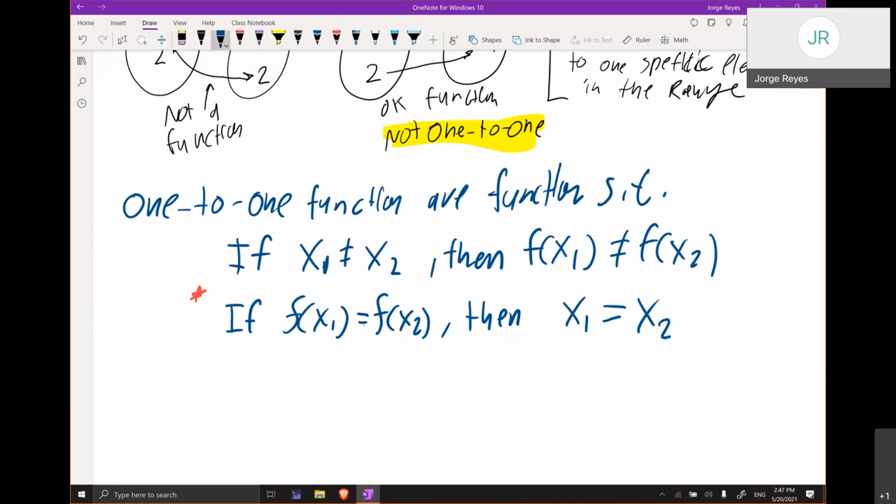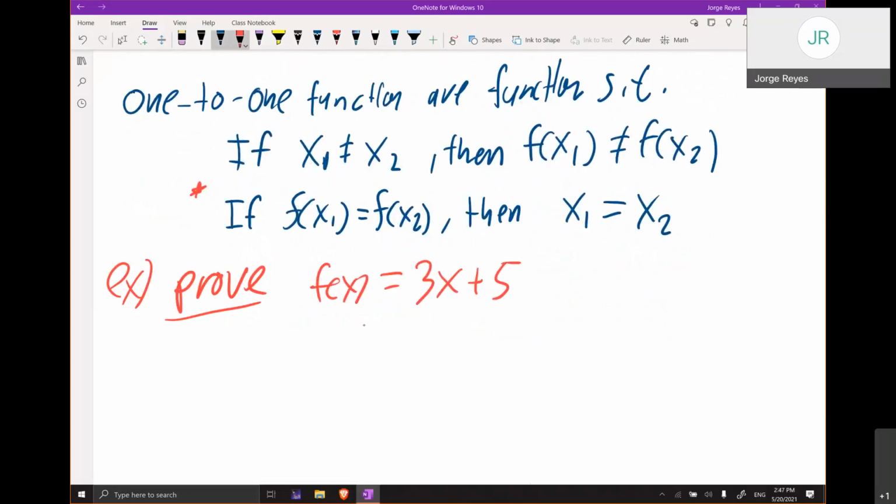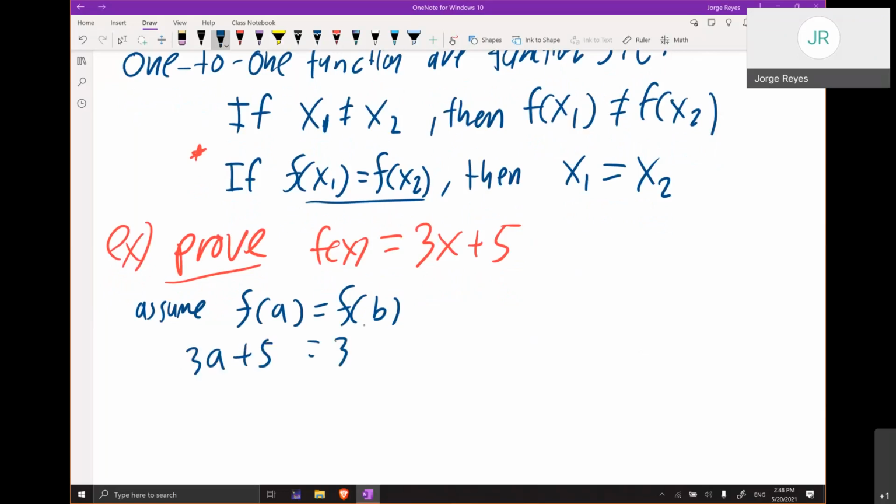All right. So I'm going to kind of go overboard here with this example, but I'm going to prove, and this is like an important word in math, I'm going to prove that 3x plus 5, okay, this line, is one-to-one, okay? So I'm going to assume that f of a equals f of b. So instead of x1 and x2, I'm just going to use a and b, okay? So I'm going to assume this, and then I'm just going to see what happens. So then I plug in the a, right? And I plug in the b.